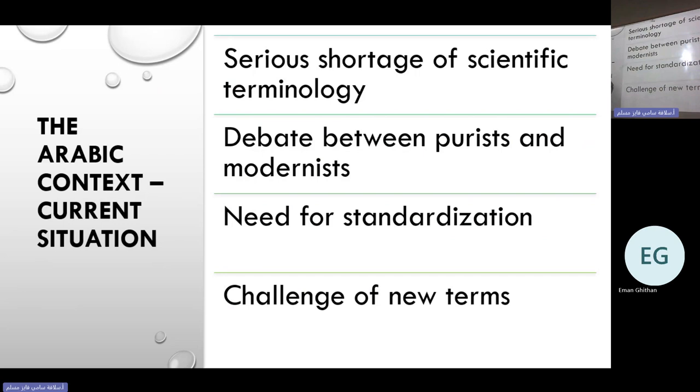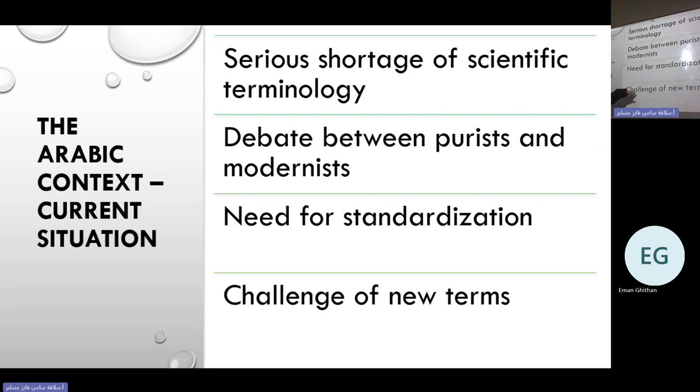What's the situation of the Arabic language in regards to scientific and technical translation? There is a serious shortage of scientific terminologies. That's why you will find lots of borrowed words from English into Arabic. There is a debate between purists and modernists. We will talk about these two in a bit. And there is a need for standardization. Why? Because making something standard will help all translators in the field. There is something standard, they can follow it, they don't need to go and look for alternatives.